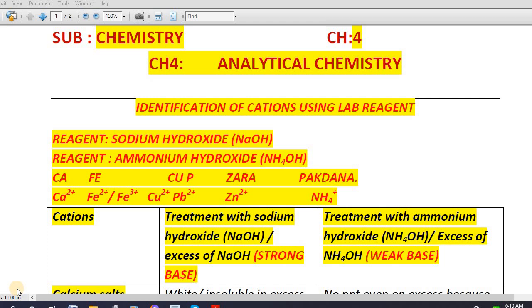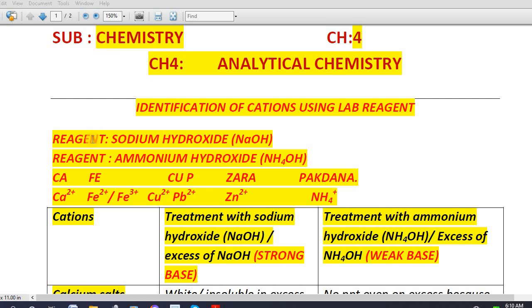So this is the basic thing. Now before starting further, let us see that we are going to identify cations using lab reagents. A lab reagent is a chemical used to get the analysis. For example, sulfuric acid is a reagent, sodium hydroxide is a reagent, potassium hydroxide is a reagent, ammonium hydroxide is a reagent. These are reagents which are normally present in a chemistry lab.